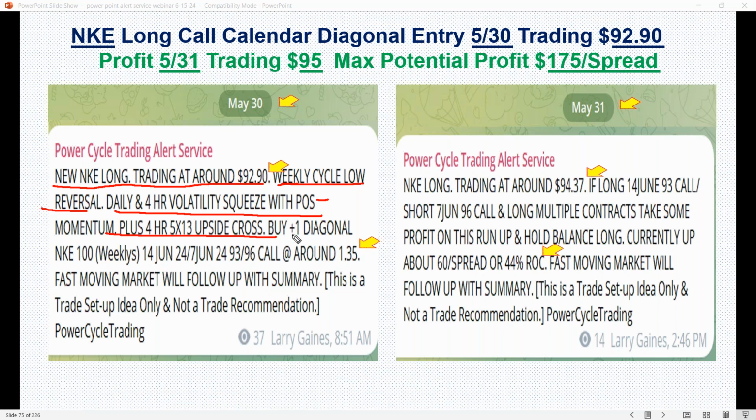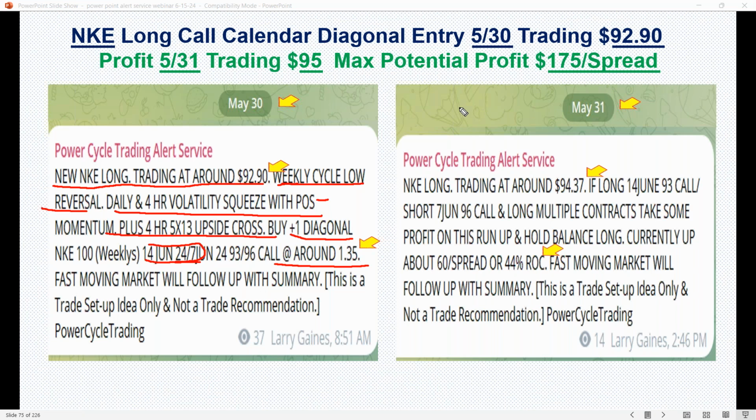So I set this trade up: buy one diagonal, 14 June, 7 June, 93/96 call. This is like a call debit spread, but we use different trade durations for the long versus the short. I teach these in the course I did long ago, but in the trade room I'll show you how to do them. A lot of members just learn as they go as well. So I said to do this around $1.35.